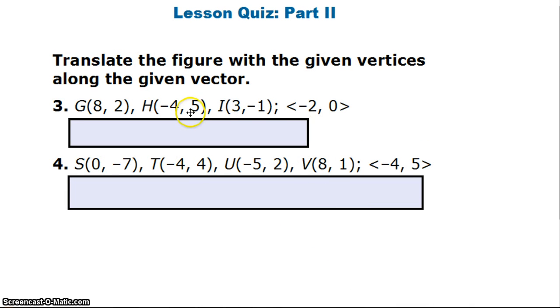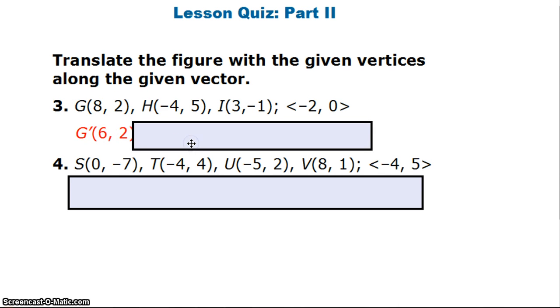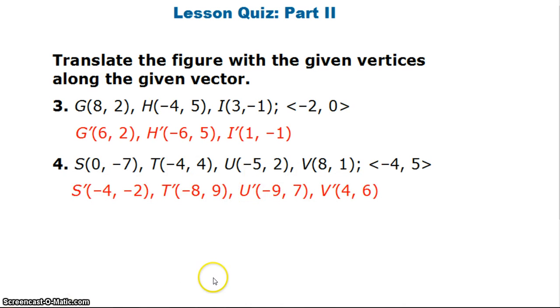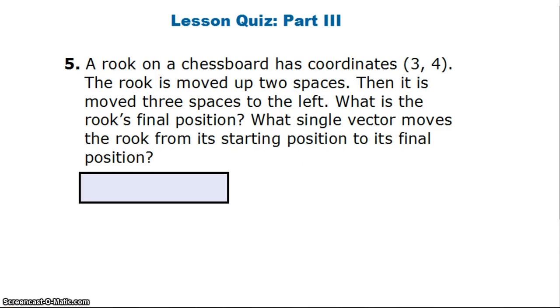And if you were going to translate the figure with these vertices along this vector, there's the proper vector notation, then where would this point be? Take away 2, add 0, so 6, 2, and so on. You should have these values. Pause and come back with the correct values for the image of these points. And there you go. Good job. Please pause and come back and we'll talk about it once you've tried this.